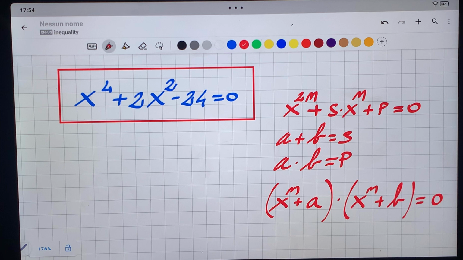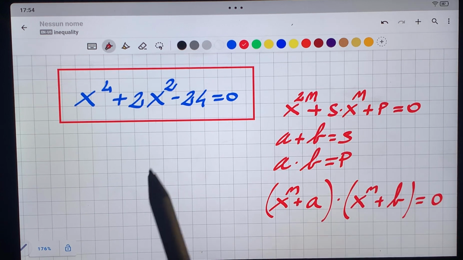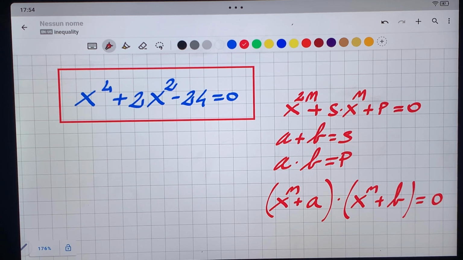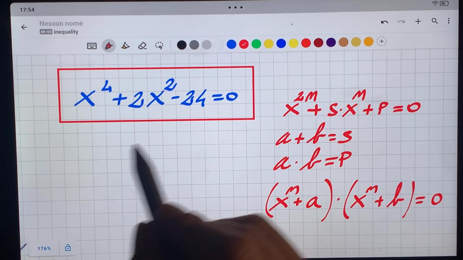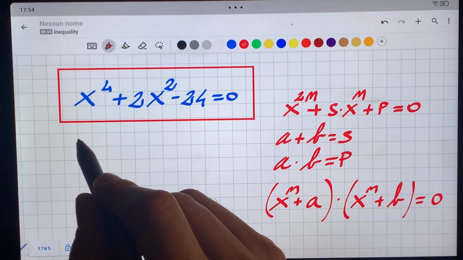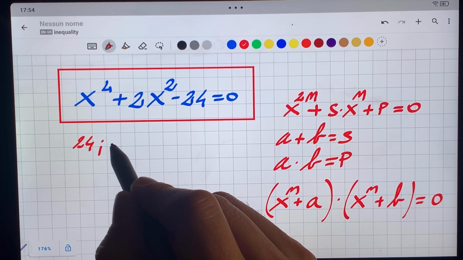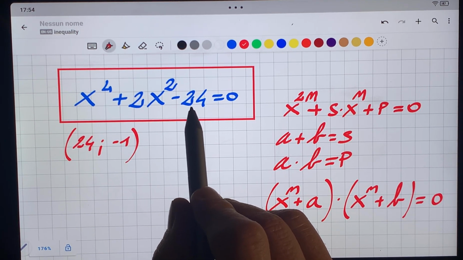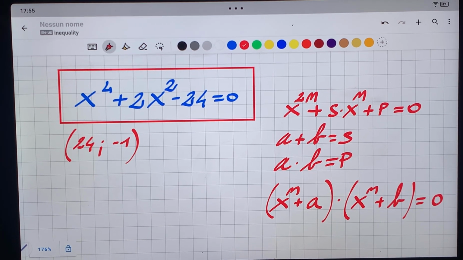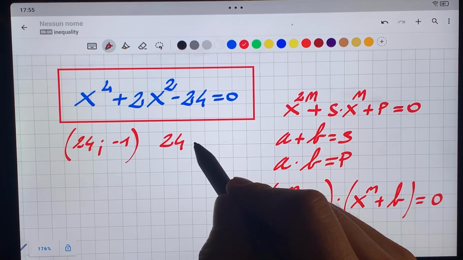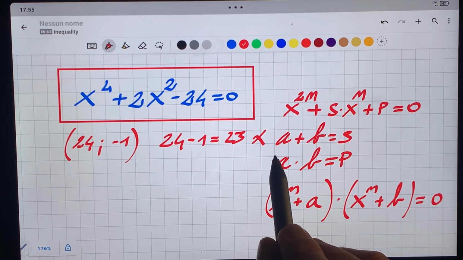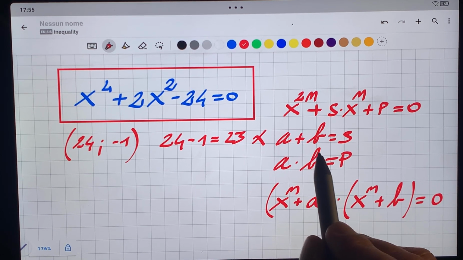So we must find two numbers a and b so that their sum is 2 and their product is negative 24. We'll start with 24 and minus 1, because the product is negative 24. But 24 minus 1 is 23, so those are not the numbers we are looking for.